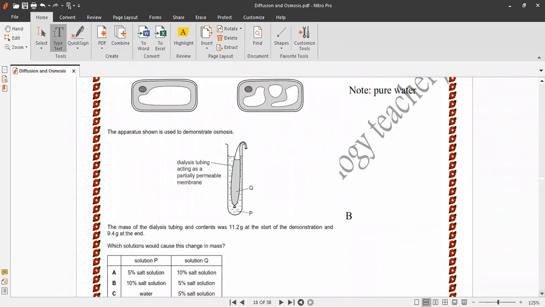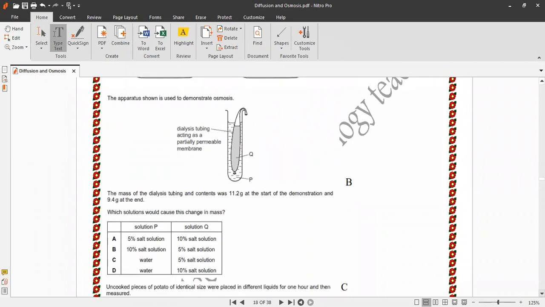The apparatus shown is used to demonstrate osmosis. The mass of the dialysis tubing and contents was measured at the start of the demonstration, and here 11.2 gram at the start and 9.4 gram at the end. Which solution would cause the change in mass? Here what happens? The mass decreases.